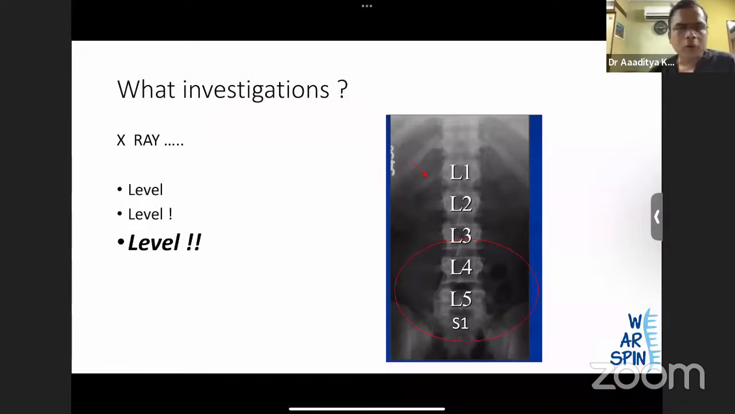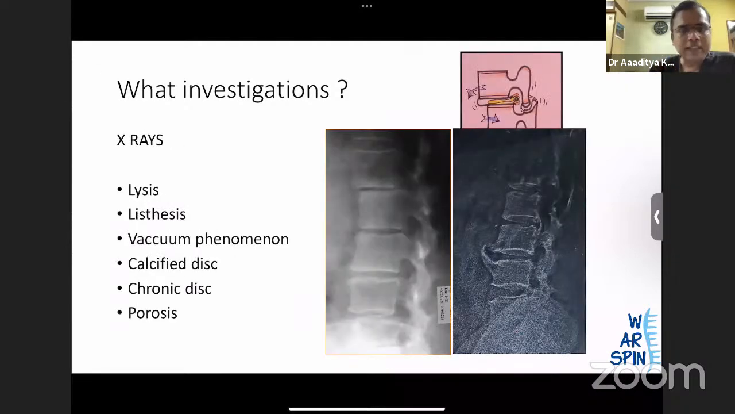X-rays are very much important because there can be sacralization issues, segmentation issues, and they help us in proper level or planning of our surgery. Even X-rays give us idea about lysis, listhesis.